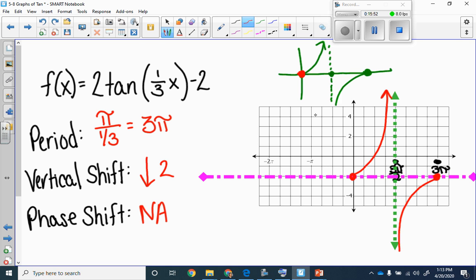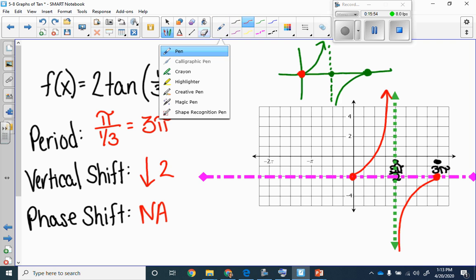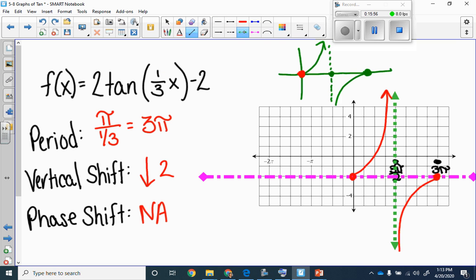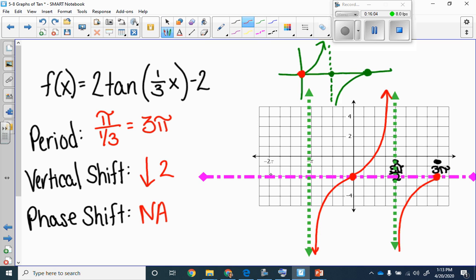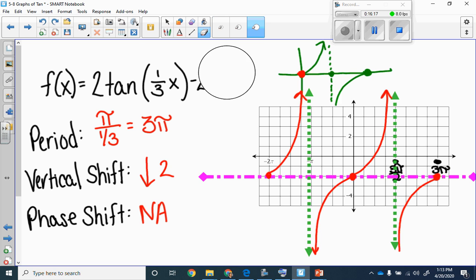Now understand that you can also do this if you wanted to graph more than just one period. So this would be -3 pi over 2 here. And so our graph would be going down here, and then at -3 pi, it would be increasing. So there's 2 cycles of what this function of tangent would look like. All right, let's try another example.